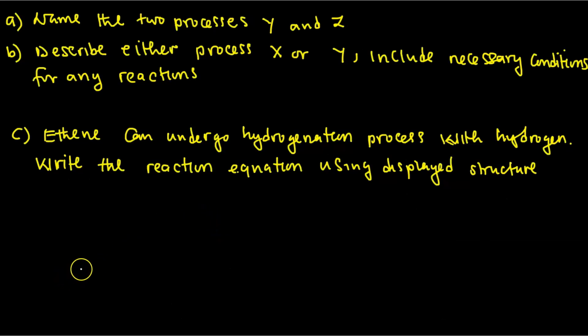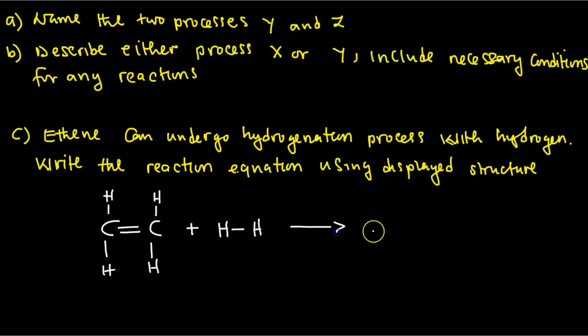Okay, so the other question here, that is question C. Ethene can undergo hydrogenation process with hydrogen. Write the reaction equation using displayed structure. So we are writing the displayed structure of the hydrogenation of ethene. We start with ethene, written like this. Bear in mind this is the smallest alkene. Then we are adding hydrogen, represented like this.